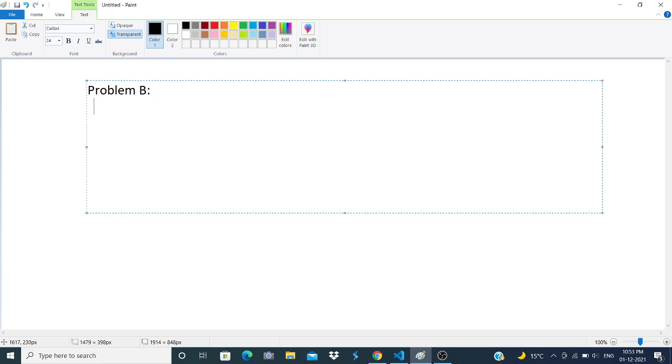So we are given a sequence a1, a2, a3, and so on up to an, right? And we need to find n by 2 pairs, right? Such that if there is a pair x comma y, then both x and y should be from this array only, and x modulo y should not appear in the array. Okay, so this is what is required.